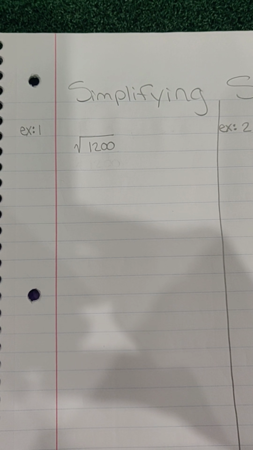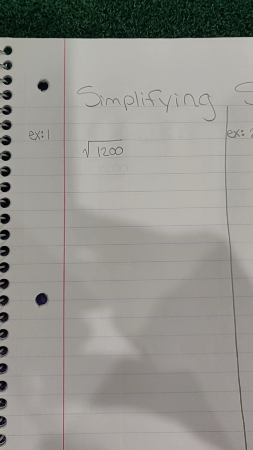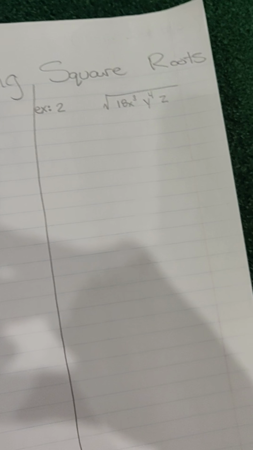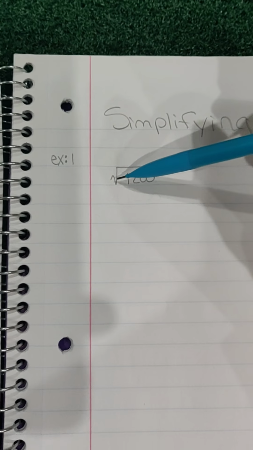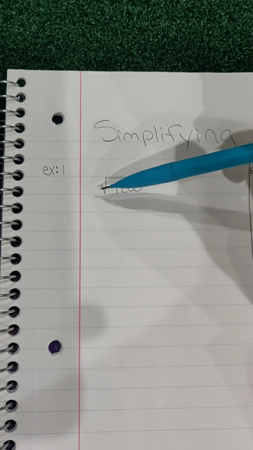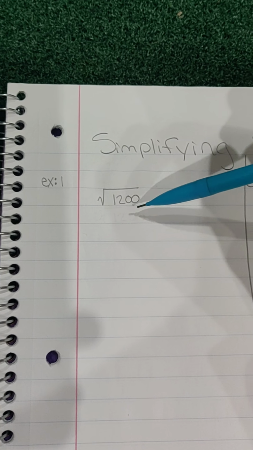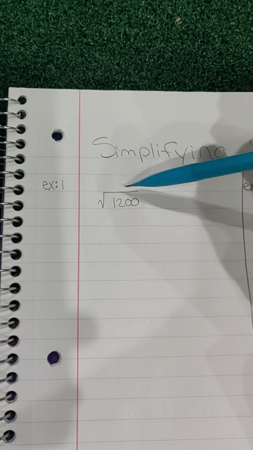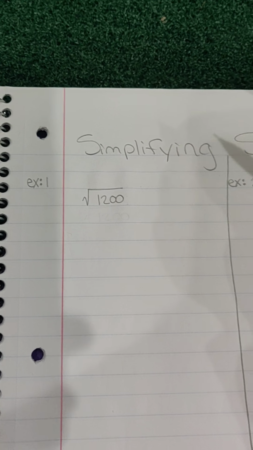I just wanted to share with you guys a couple of different examples of how to simplify square roots. So the first thing that we need to know is that when we have a number that's under this symbol, A, this is called the square root, and B, the number under the square root is called the radicand.